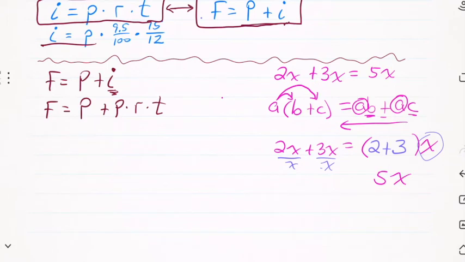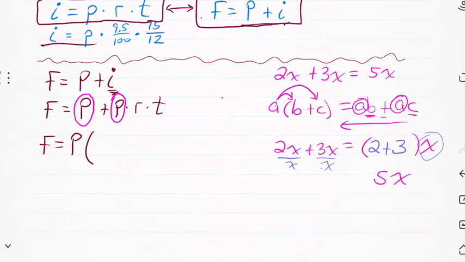So that's why 2x plus 3x is equal to 5x. It's the distributive property. Now, after that all being said and done, let's go back over here. You'll notice these two terms are like terms. They both have this P. So what I'm going to do is pull the P out. So I'll get F equals, and I'm going to kick the P out.